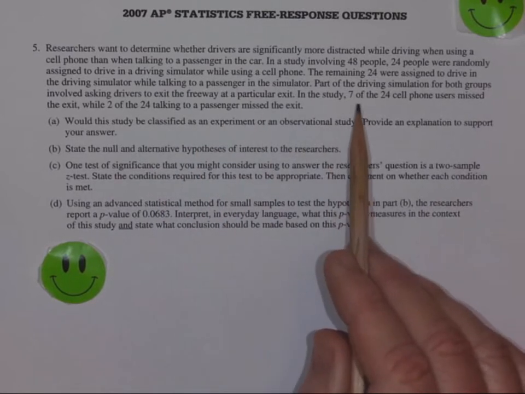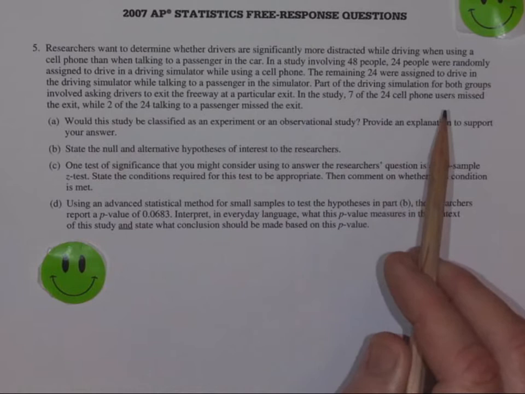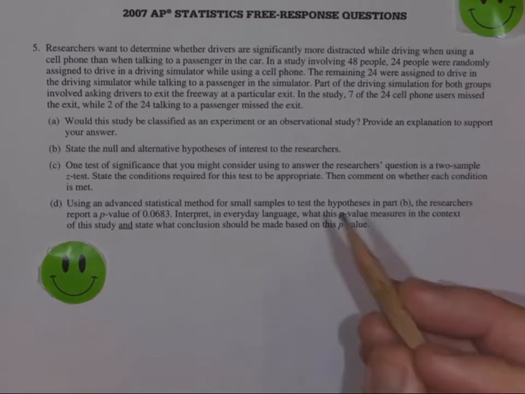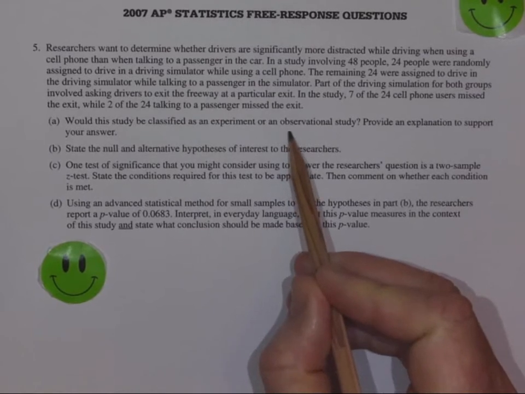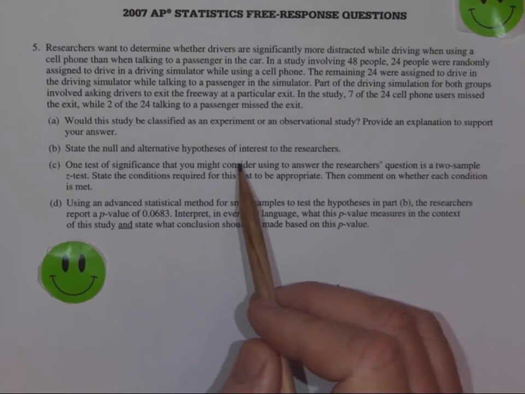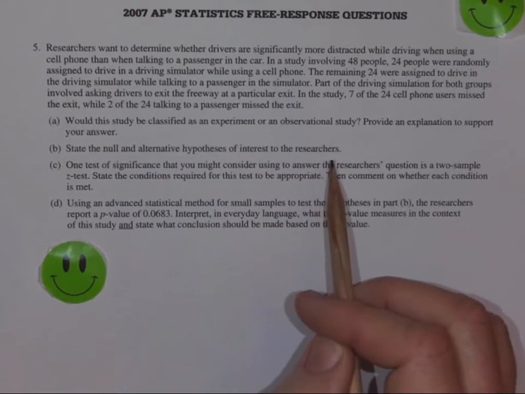In the study, 7 of the 24 cell phone users missed the exit, while 2 of the 24 talking to a passenger missed the exit. Part A, would this study be classified as an experiment or an observational study? Provide an explanation to support your answer. Part B, state the null and alternative hypotheses of interest to the researchers.